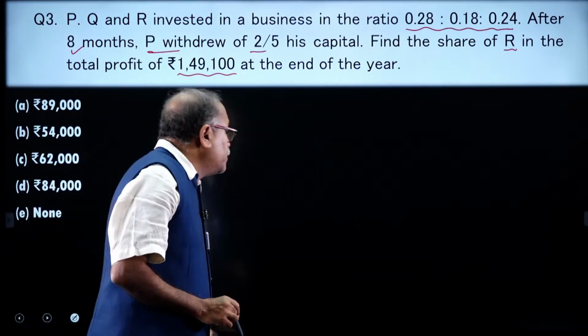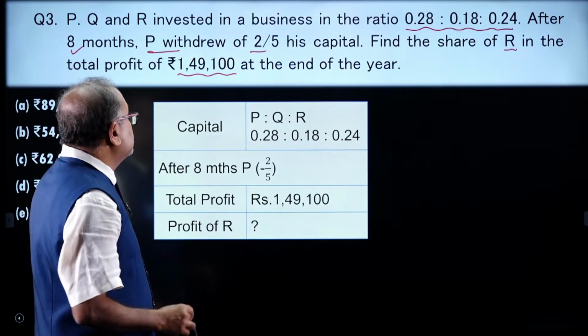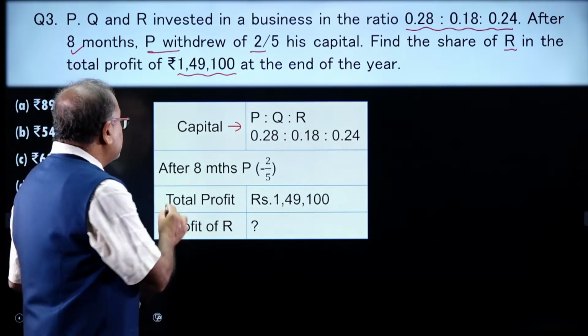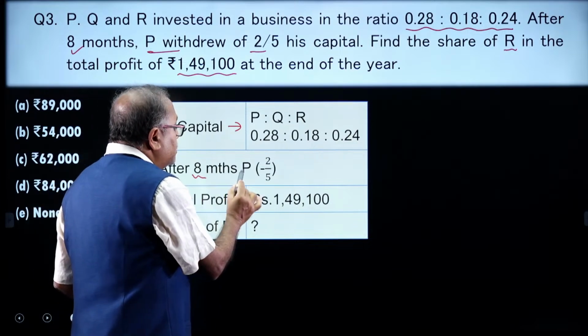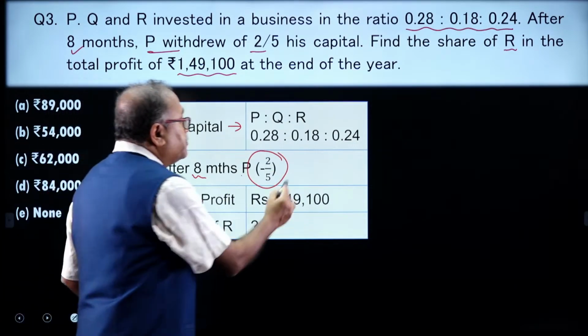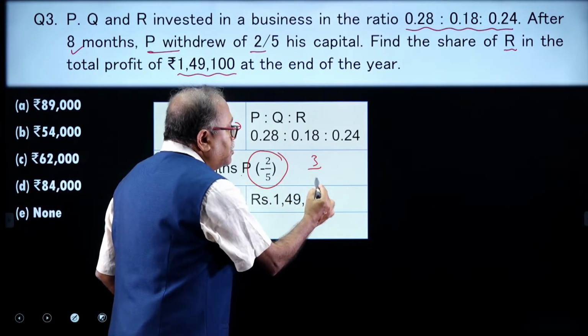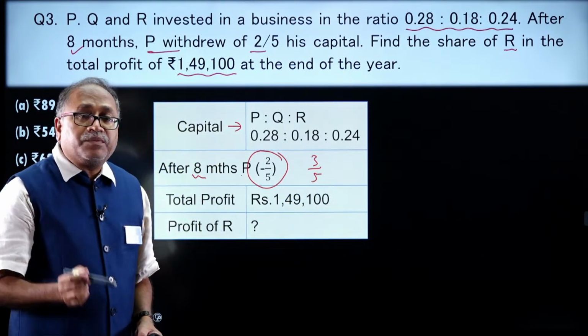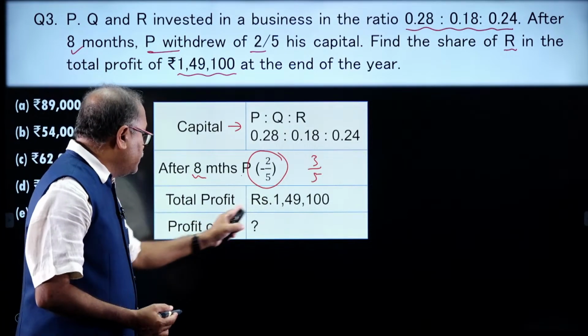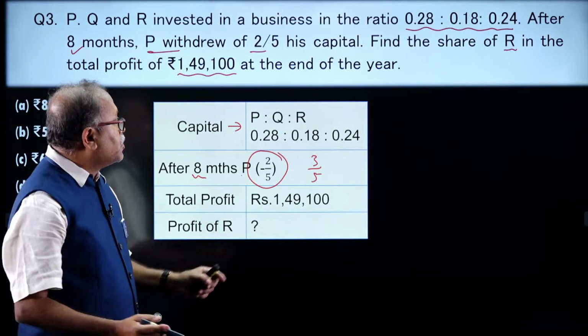That means what information we have is this. The capital ratio is already given to us. And it is said that after 8 months, P withdraws 2/5 of his capital. That means he is left with 3/5 of the original capital, who? It is P. And the total profit is given to us. You are asked to find out the profit of R.